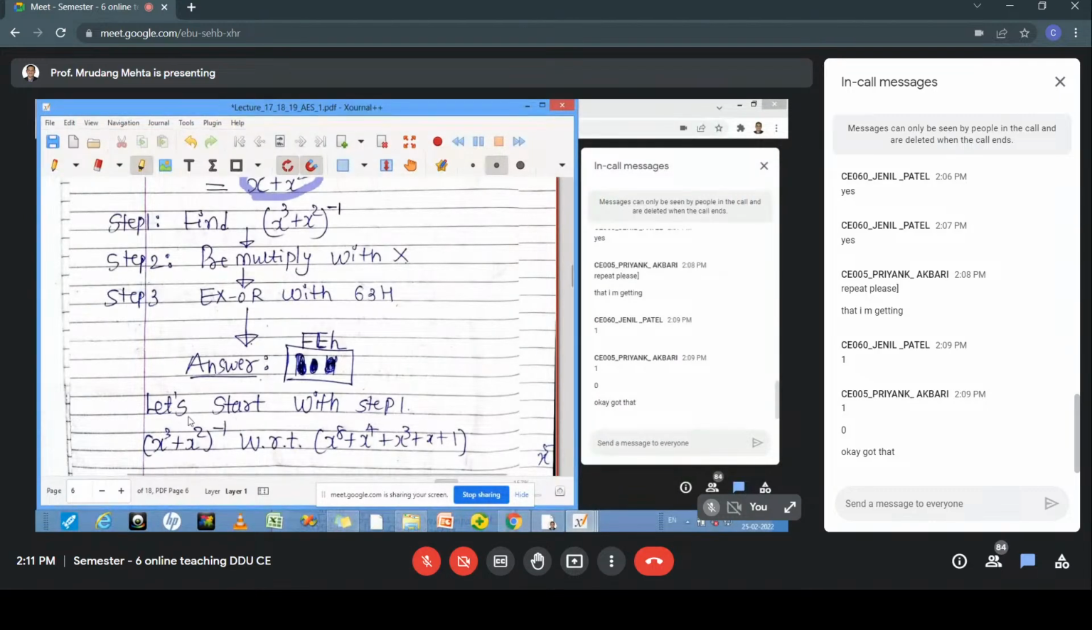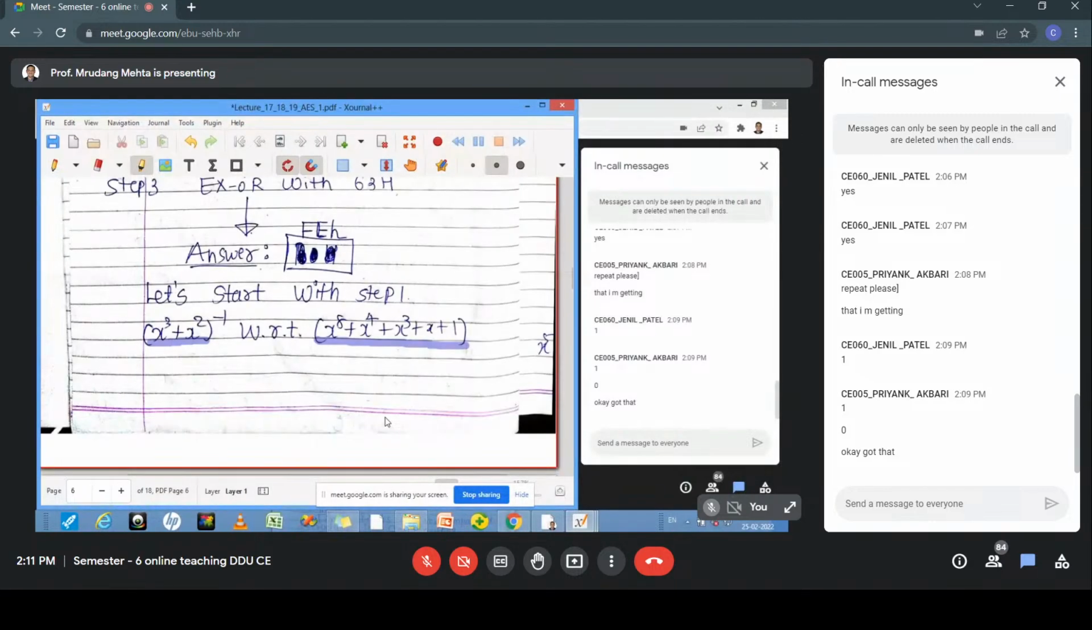Let's start with the first step. First step is this, the inverse of x cube plus x square. With respect to what? With respect to Galois field. Remember, again, I am repeating that whenever you are working in AES, we are taking Galois field. So the inverse of x cube plus x square is with respect to this polynomial. This is the prime polynomial of Galois field, and I discussed this Galois field in the previous lecture.